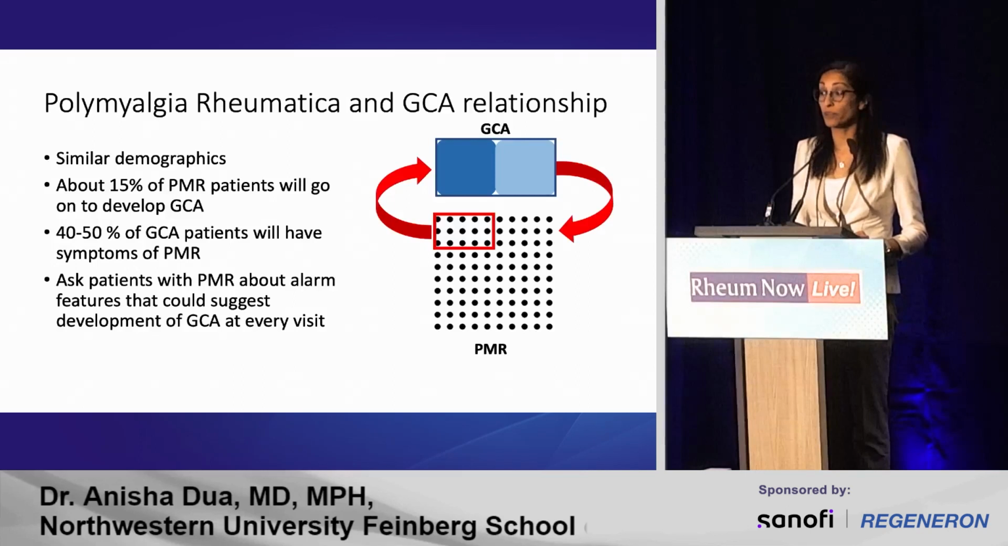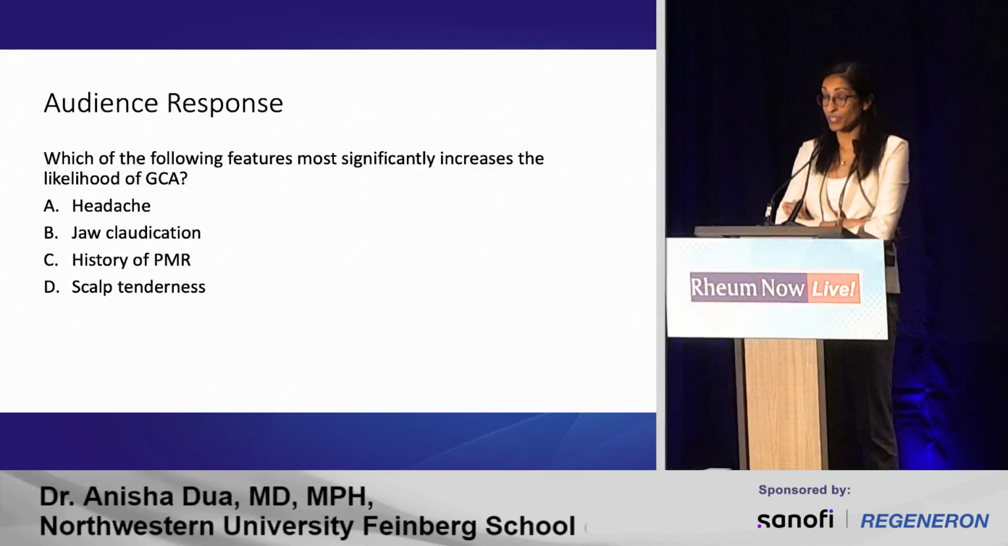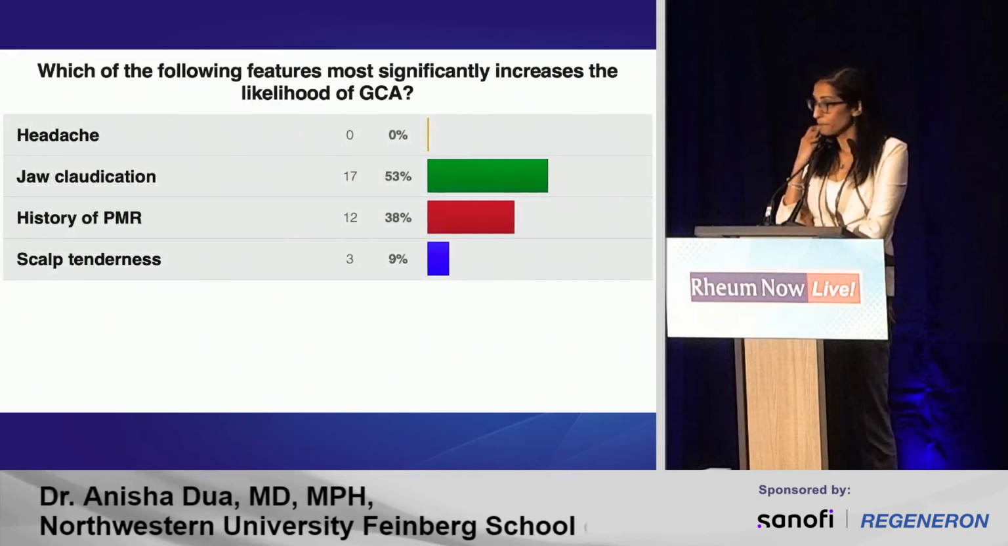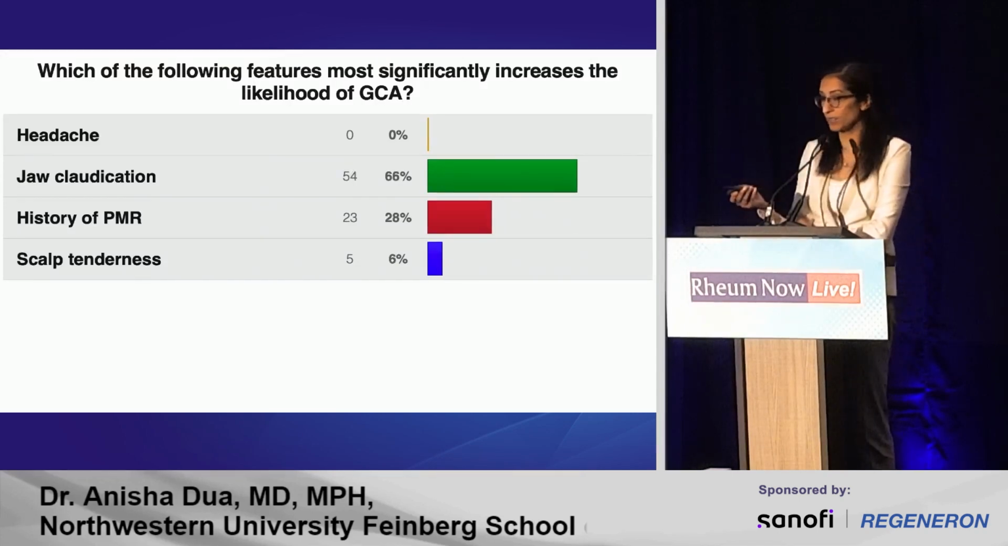On the flip side, 40 to 50% of GCA patients will have symptoms of PMR. Even if they come in with the classic cranial symptoms of GCA and no PMR symptoms, their relapses can be PMR-type symptoms, so they are closely related. Which of the following features most significantly increases the likelihood of GCA? Headache, jaw claudication, a history of PMR, or scalp tenderness? All right. Yeah, so we've got jaw claudication and history of PMR getting the highest votes here.